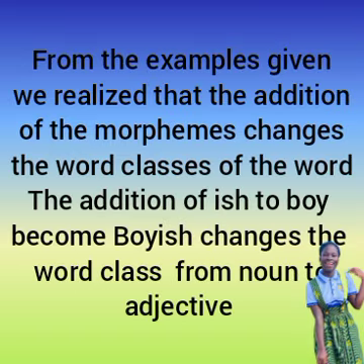From the examples given, we realize that the addition of the morphemes changes the word classes of the word. The addition of ish to boy becomes boyish. It changes the word class from noun to adjective. So when we add ish to boy, it becomes boyish. So the boy that's noun has become what? Adjective.